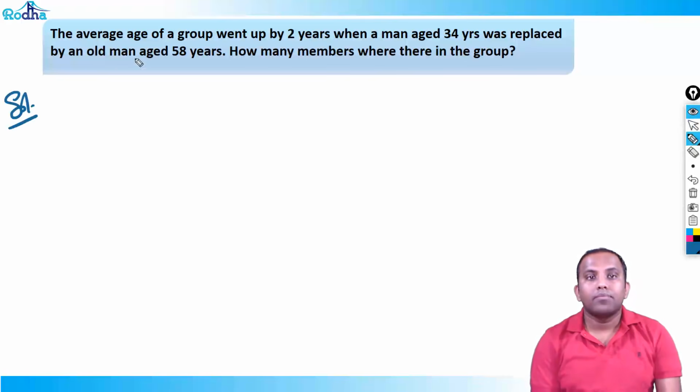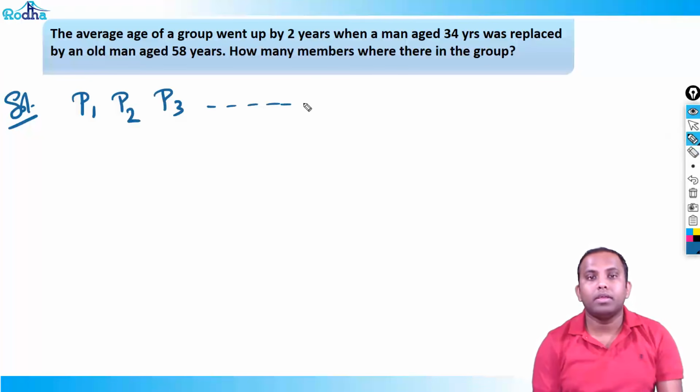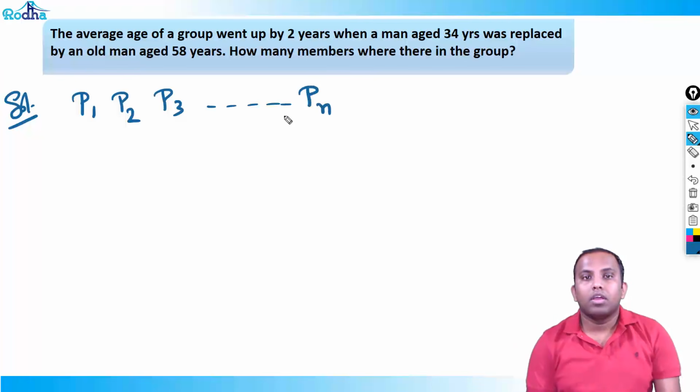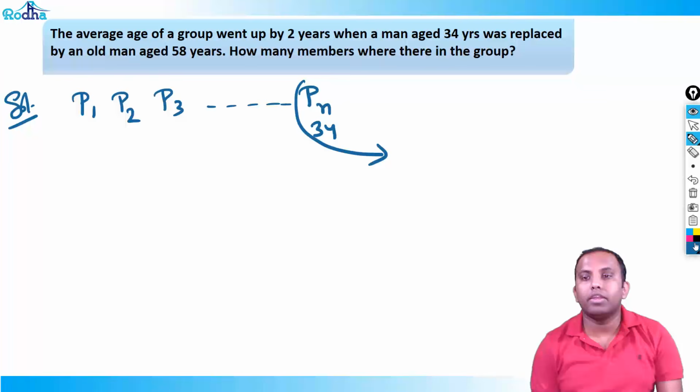See, the average age of a group went up by 2 years when a man aged 34 years, right? So let's say there are n persons here, P1, P2, P3 till Pn. So now Pn's age is 34 years. He went away and is replaced by a new person. Let's say PR is the new person, so he is replaced by PR whose age is 58 years.